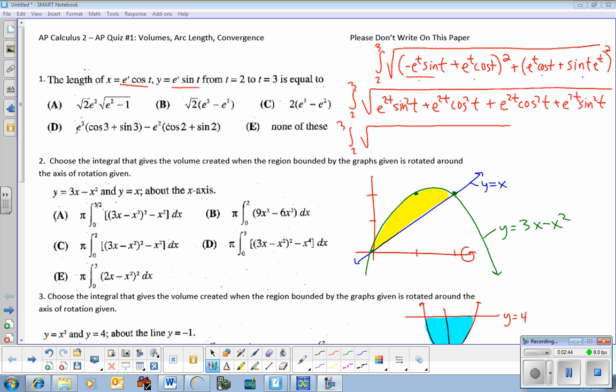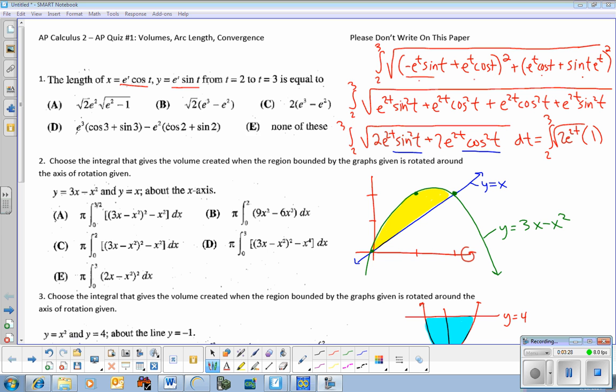What's going to happen next is we're going to group our like terms together. We're going to have 2 e to the 2t sine squared t and 2 e to the 2t cosine squared t. Then if you were to factor out 2e to the 2t, you'd be left with sine squared plus cosine squared. And sine squared plus cosine squared is 1. So basically what we can do is factor out 2e to the 2t and be left with 1, because sine squared plus cosine squared is what would be left over. And I lost my square root.